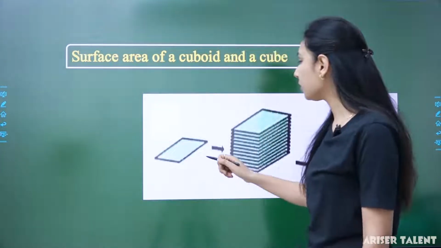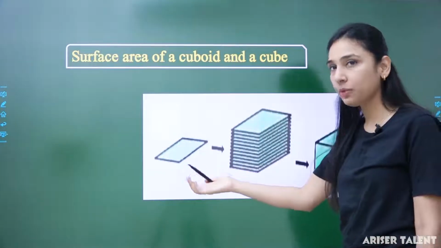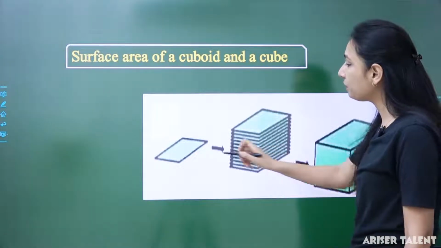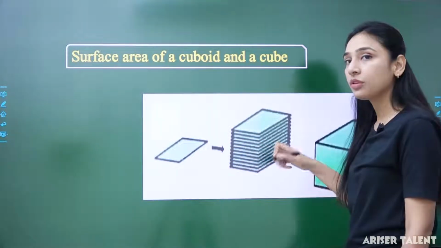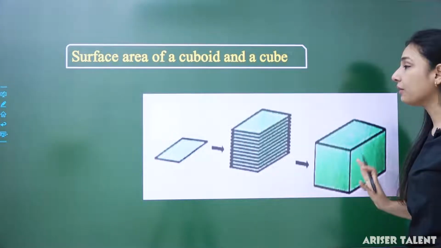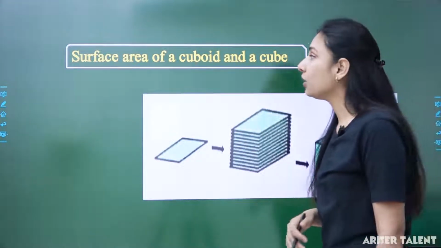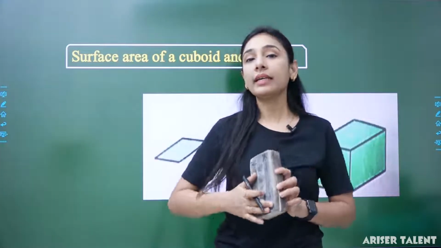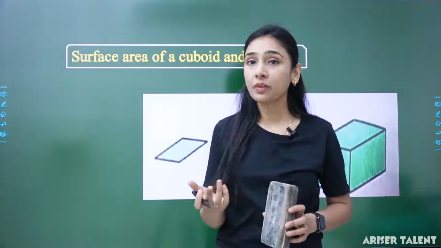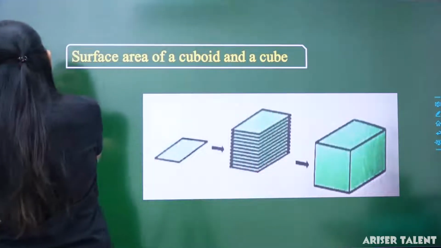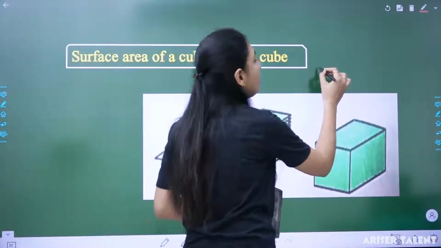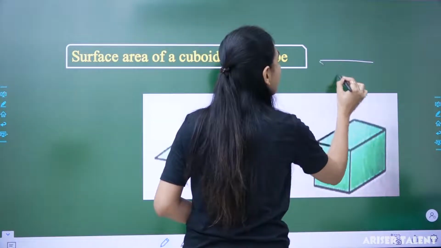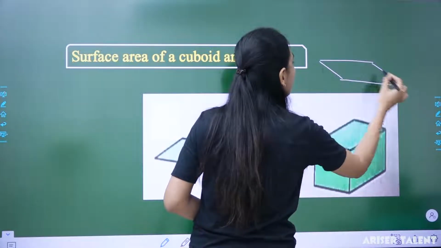Okay, so here you can say we are having a sheet of paper or a surface of something, and if we are overlapping the same rectangles one over another, then we are going to have a cuboid. Okay, so basically the area of a rectangle is what? Length into width. Again, area of any rectangle. This is the rectangle. Okay, so area of rectangle is what?